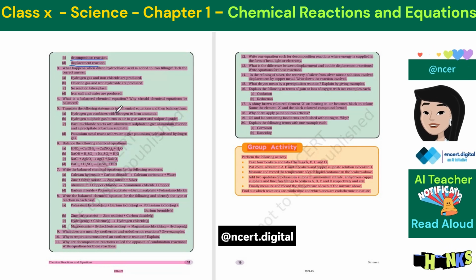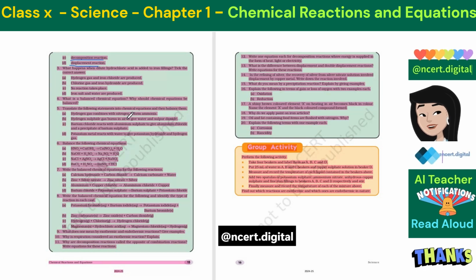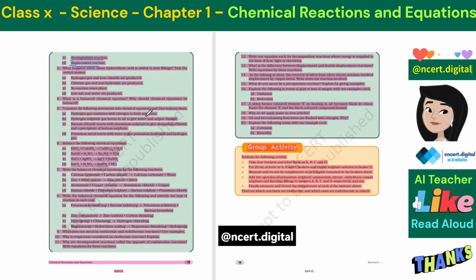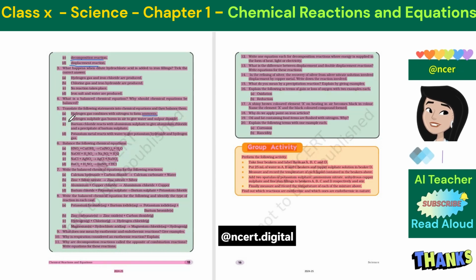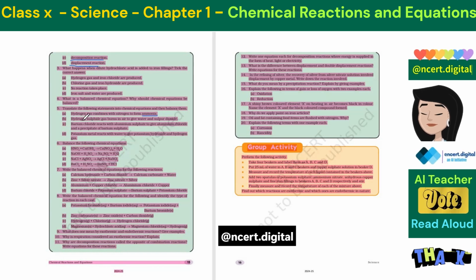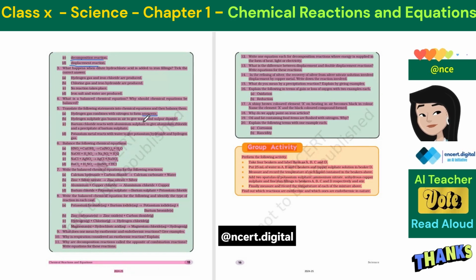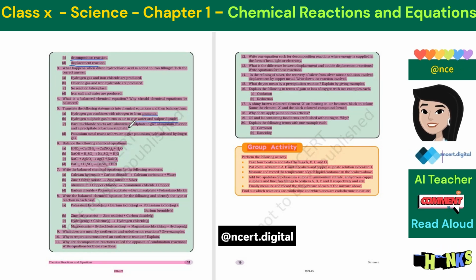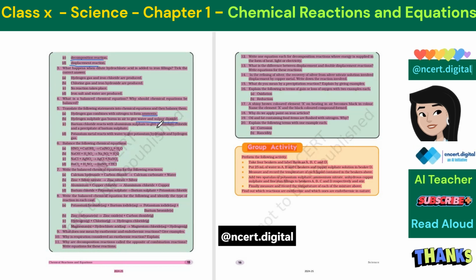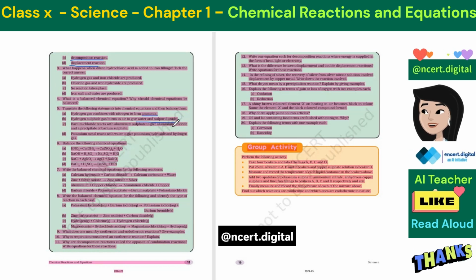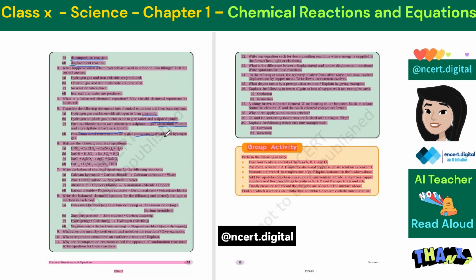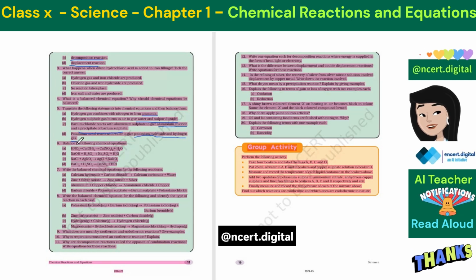5. Translate the following statements into chemical equations and then balance them. A. Hydrogen gas combines with nitrogen to form ammonia. B. Hydrogen sulfide gas burns in air to give water and sulfur dioxide. C. Barium chloride reacts with aluminium sulfate to give aluminium chloride and a precipitate of barium sulfate. D. Potassium metal reacts with water to give potassium hydroxide and hydrogen gas.